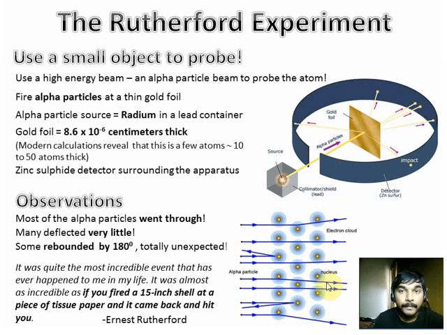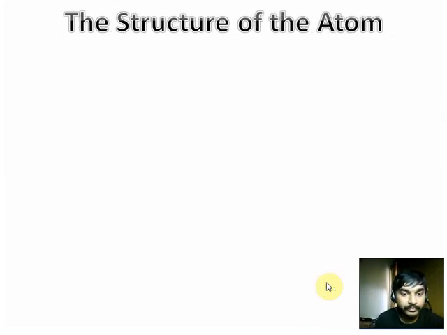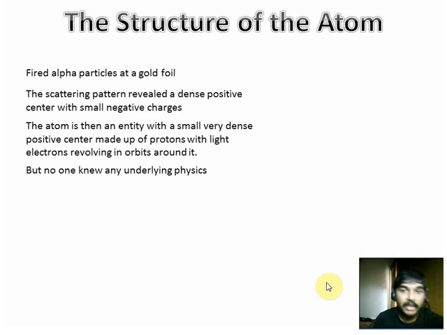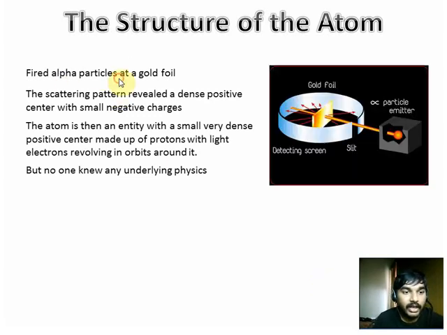So that is now the structure of the atom. The structure of the atom is a small, very dense nucleus occupying very little space, but it's very massive. It encompasses almost all the mass of the atom, and there are electrons surrounding it. So a brief recap of the experiment: you have alpha particles being fired at the gold foil, and the scattering pattern reveals a dense positive center with small negative charges orbiting around it.